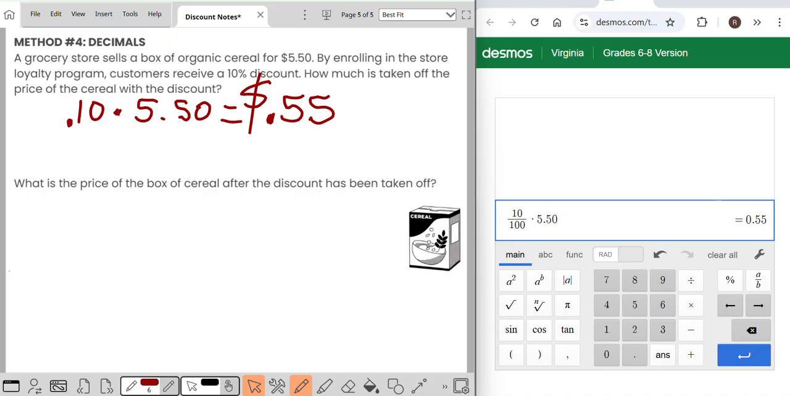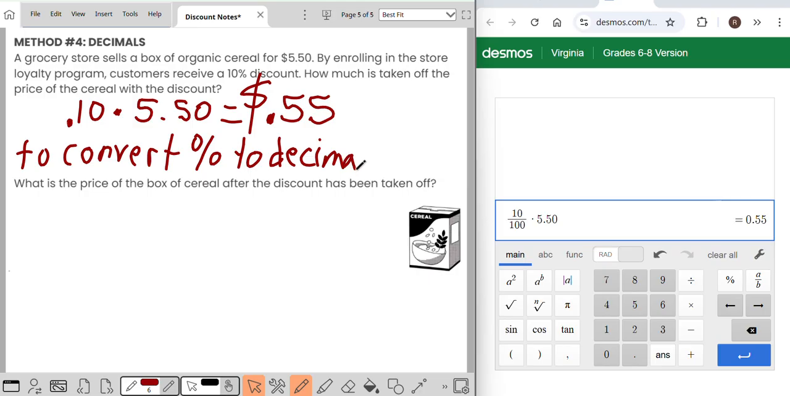Okay? So what you do there is know that you're going to take 55 cents off the price of the cereal. But let me write an extra note right down here to convert percent to decimal. You divide by 100. Just like you know, to convert any number in any form to a percent, you multiply by 100. To convert it to a decimal, you divide by 100.